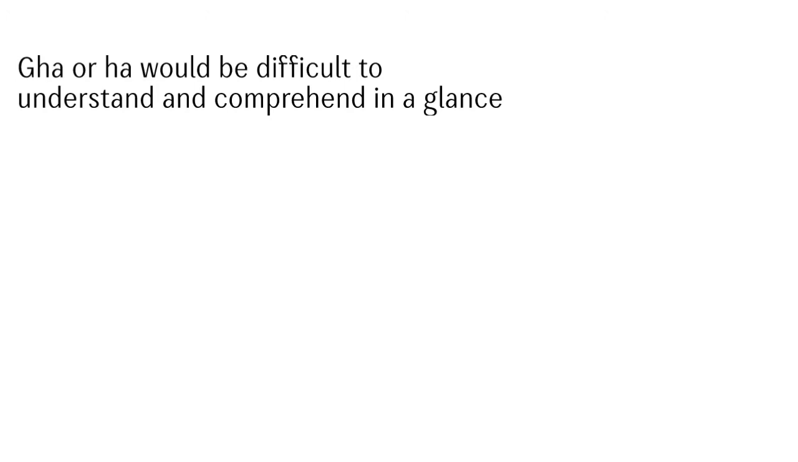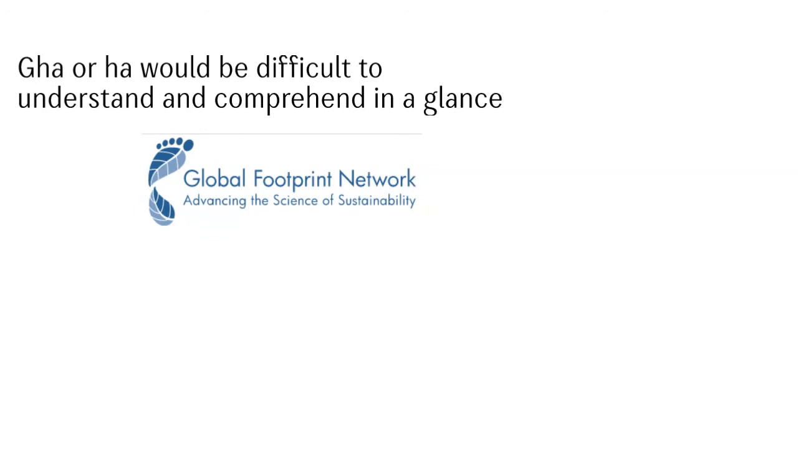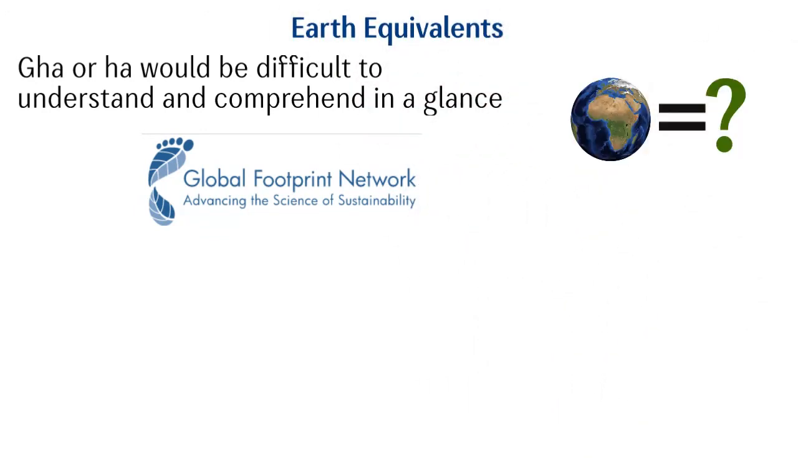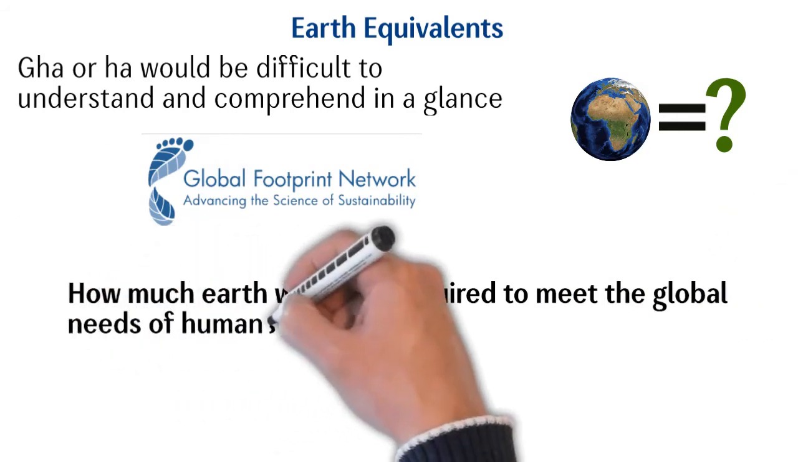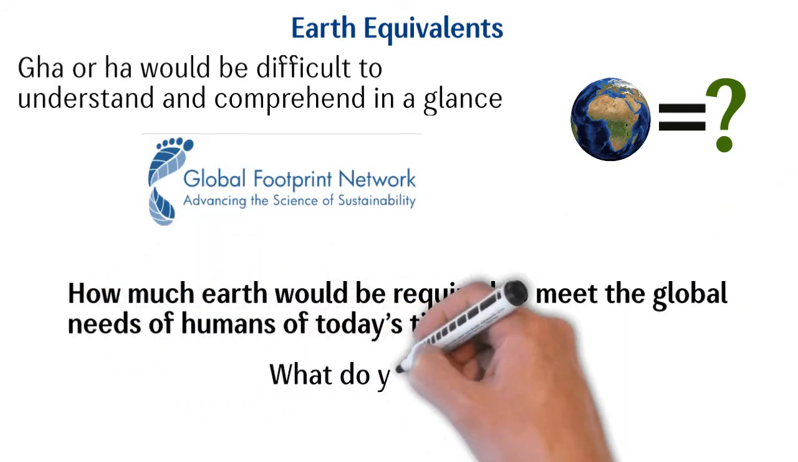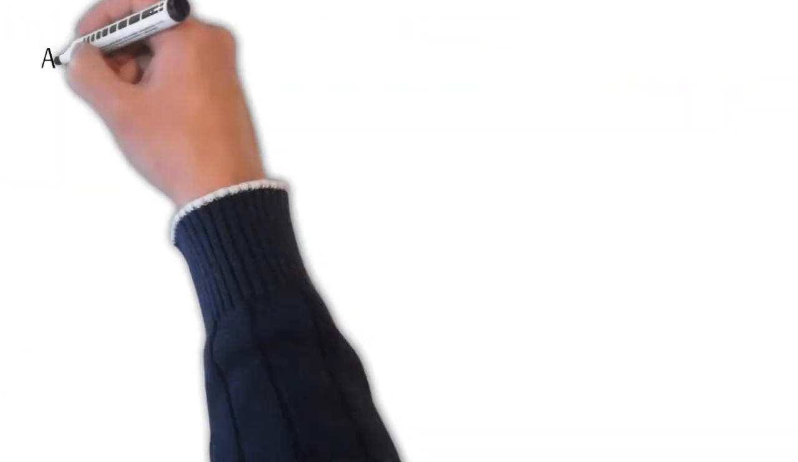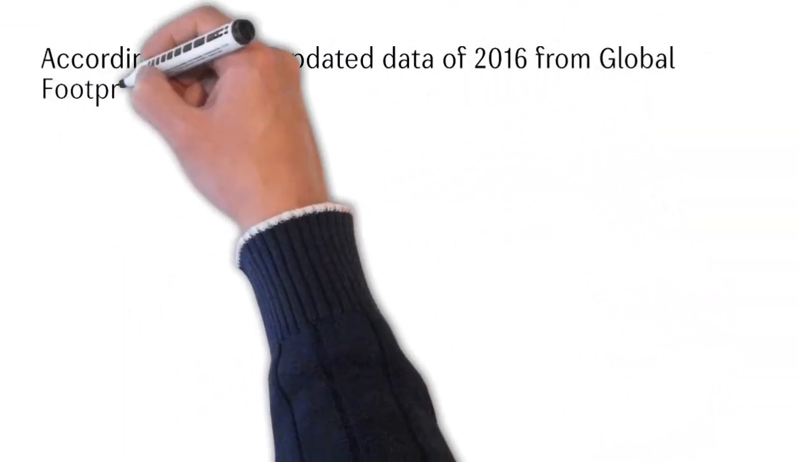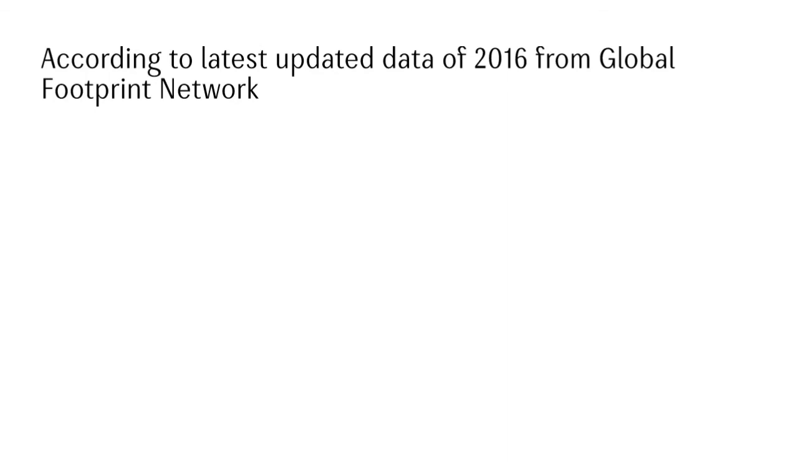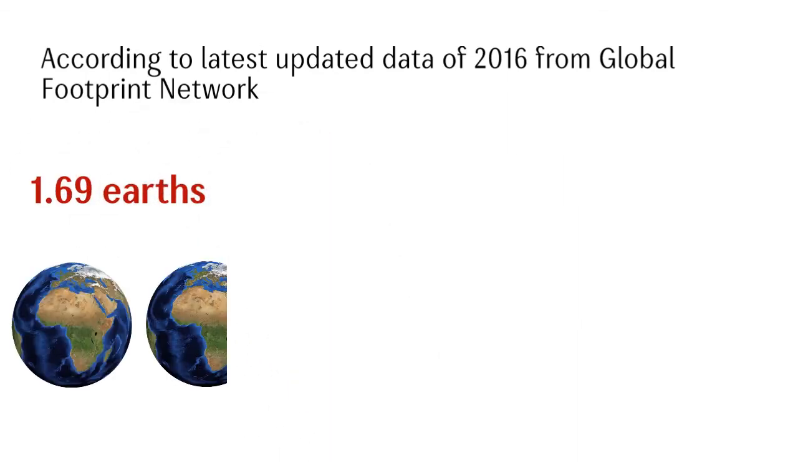How much Earth are we consuming, right? So, for easy comprehension, Global Footprint Network has done wonderful work to convert it into Earth equivalents. How much Earth would be required to meet the global needs of humans of today's time? What do you think? According to the latest updated data of 2016 from Global Footprint Network, we required 1.69 Earths to fulfill our requirements.